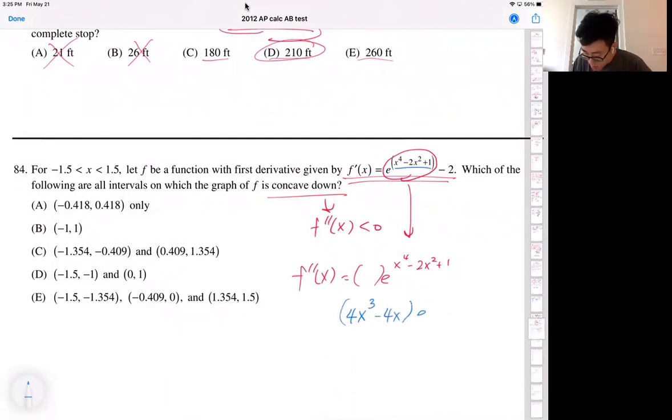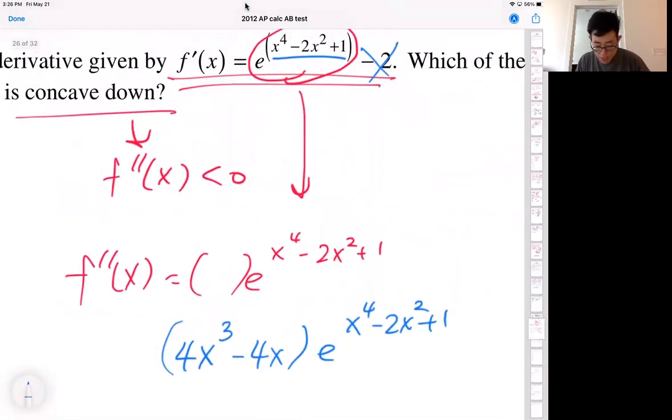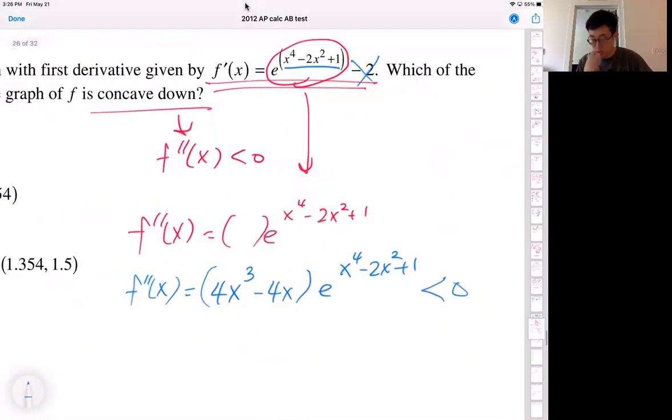Then you take that and multiply it with e to the power of x⁴ minus 2x² plus 1. And the minus 2, taking the derivative of that is not going to give you anything, right? So this is your second derivative function, and you want to know when this thing is going to turn out to be a negative number. Okay. All right. So here we go. So now what do we do from here?